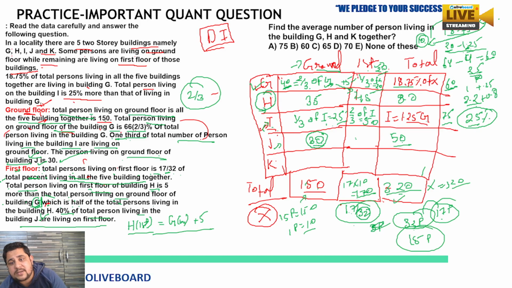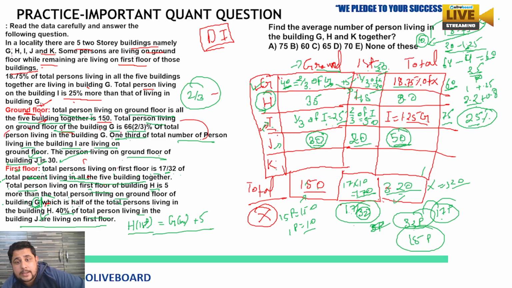Then 40% we need to calculate on first floor. So 60% of 50 would be what? 10% is 5. So 5 fours are 20. So 20 will live on building J. On which floor?